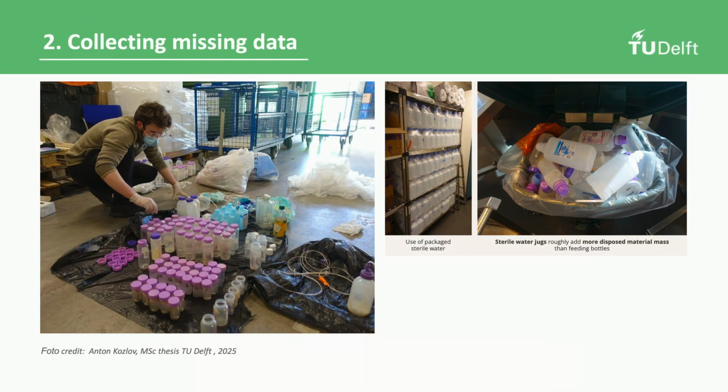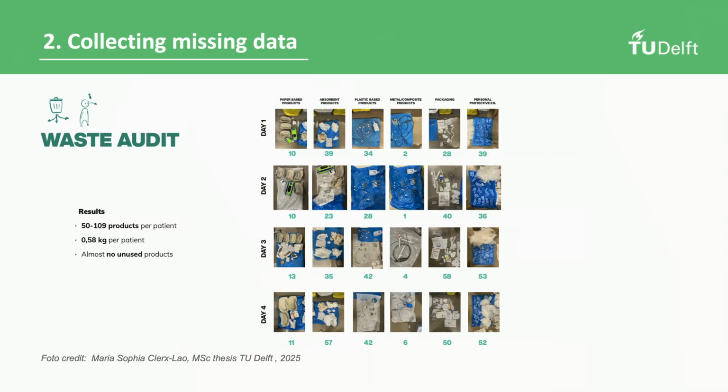Sometimes this involves making your hands dirty. For example, like here, counting all waste items in a hospital unit for a waste audit. The resulting mapping can then look something like this.